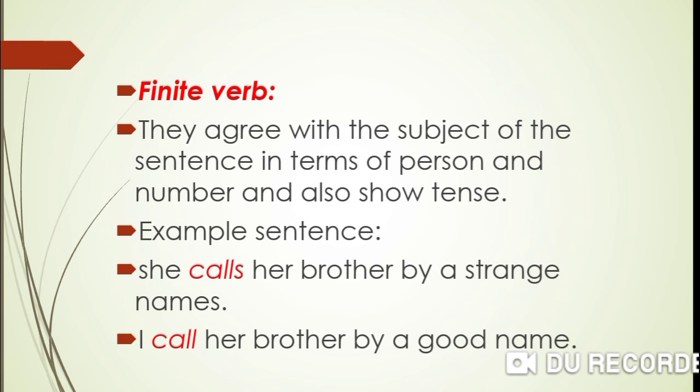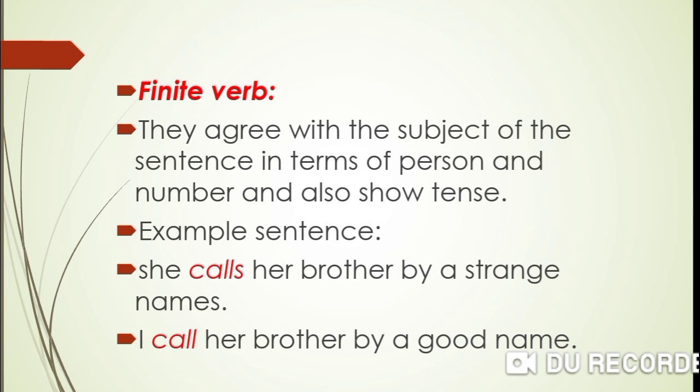First we'll talk about finite verbs. They agree with the subject of the sentence in terms of person and number and also show tense. So this is the first kind. Those verbs which have to be in agreement with the subject are finite verbs. So there is a rule that if the subject is I, there must be am. If the subject is you, then the verb would be are.